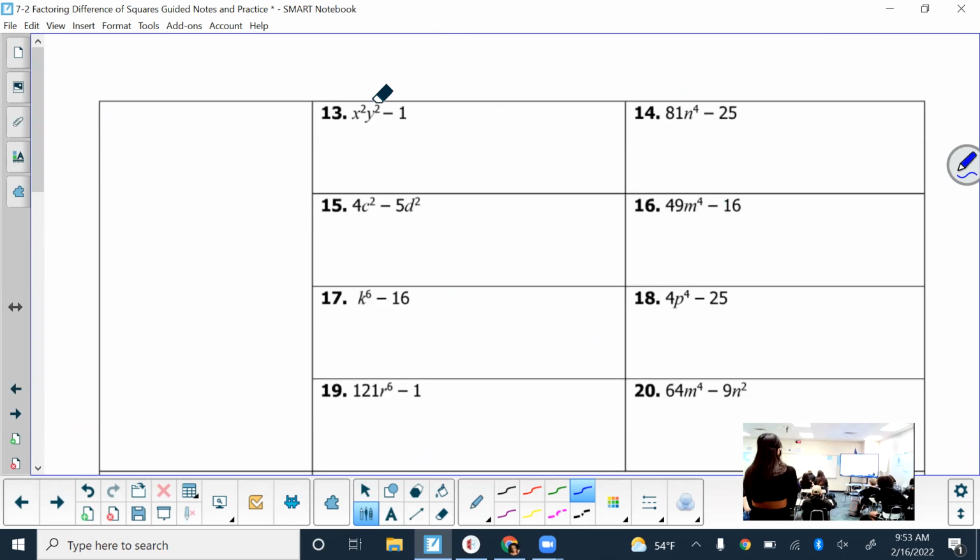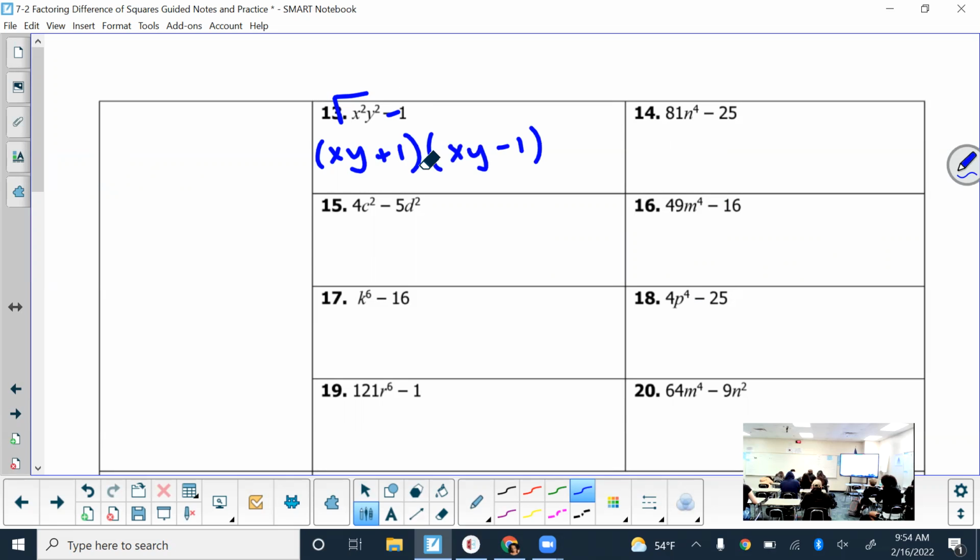Number 13, we'll look at first. Is this one a difference of squares? Yes, it has a minus sign and there are perfect squares on each side of the minus sign. What's the square root of x squared y squared? xy. And what's the square root of 1? So then plug it into your rule: xy plus 1 and xy minus 1. And if I were to FOIL or distribute, I get what I originally had. So just more stuff in that one.